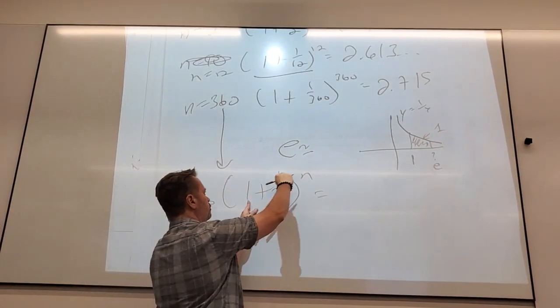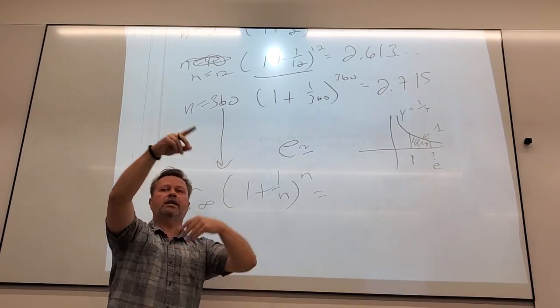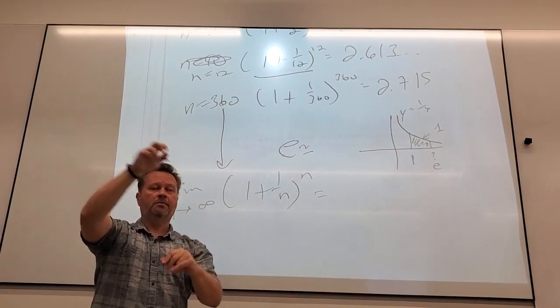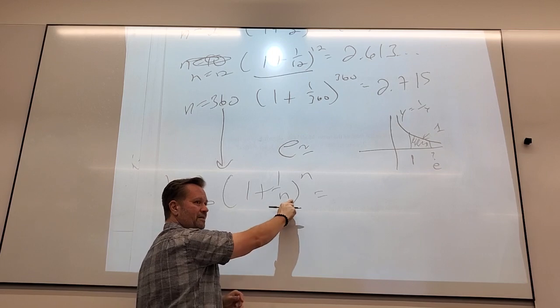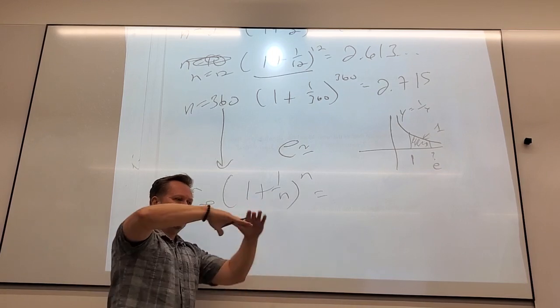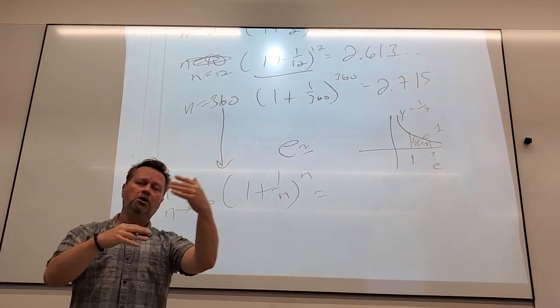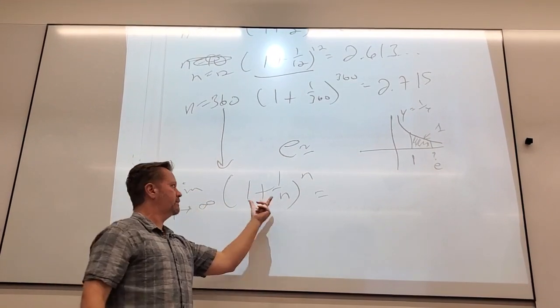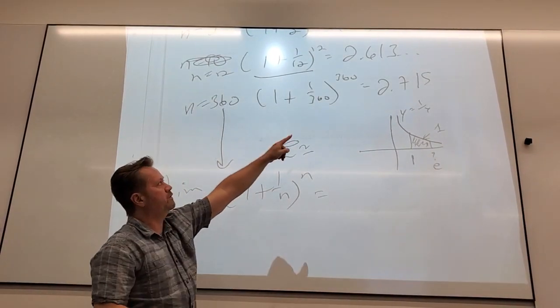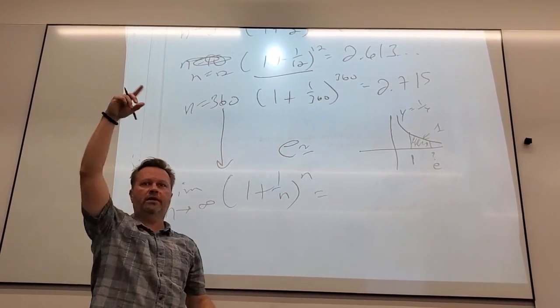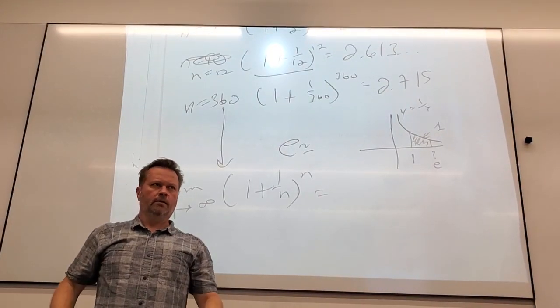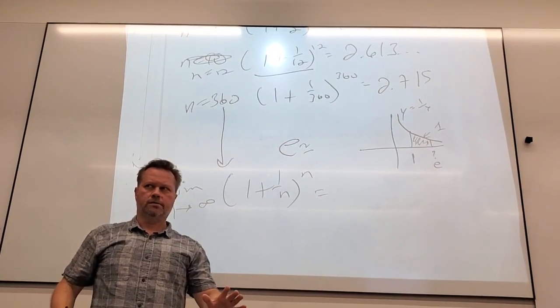So 1 to infinity would be 1. 1 to any power is 1. But this is never 1. So it has these competing things. It would be 1, but it's not 1 because this is never quite 1. So it just comes out to be this number, 2.71828, and so on. Let me stop for a minute.